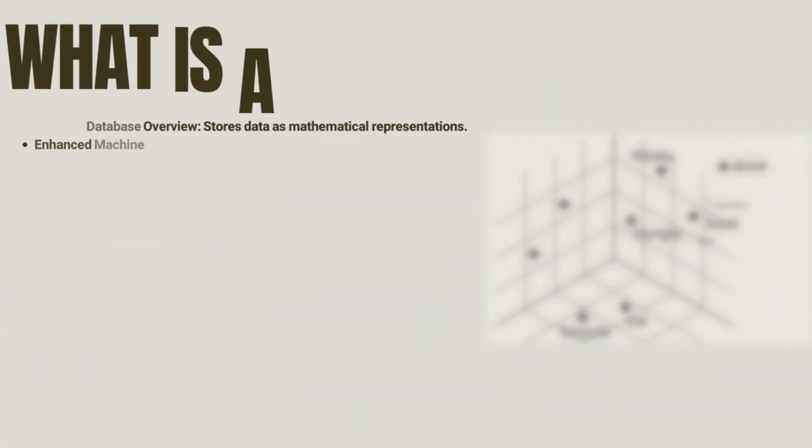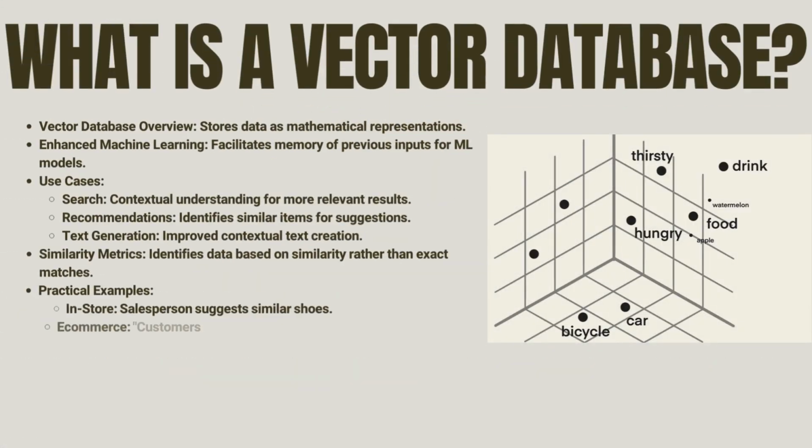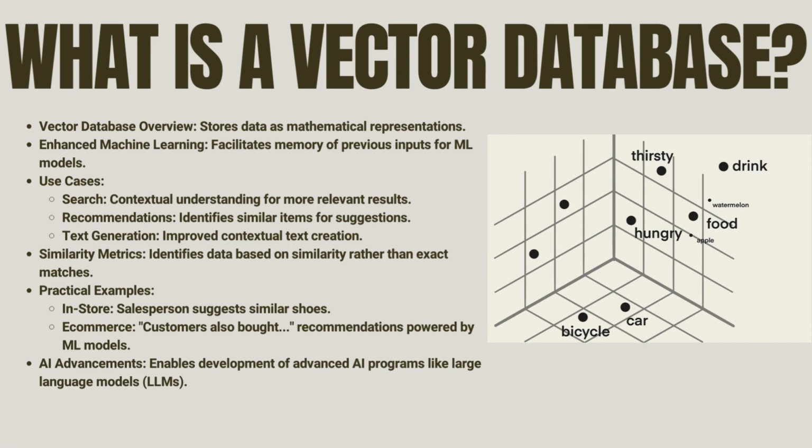So let's get started. What is a vector database? A vector database stores data as mathematical representations, and it facilitates memory of previous inputs for machine learning models. Some use cases could be searching things, giving recommendations, and even good for text generation. It works under the principle that it identifies data based on similarity rather than exact matches.